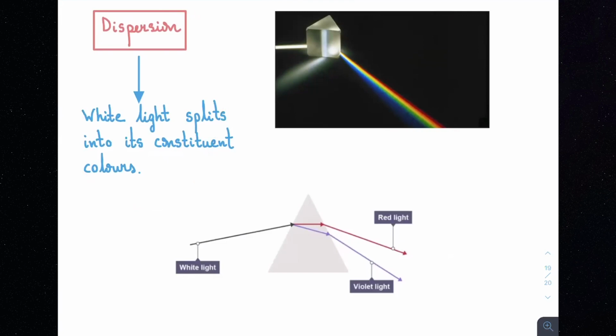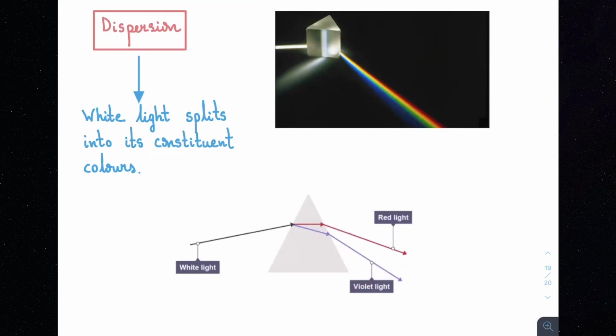Now, you must also recall that white light consists of all the colors in the visible part of the electromagnetic spectrum, from violet to red. So, what happens is that in glass, each color will have a different speed, which leads to a different angle of refraction. And thus, each color will take a different path, which explains why colors are seen separately through a prism.